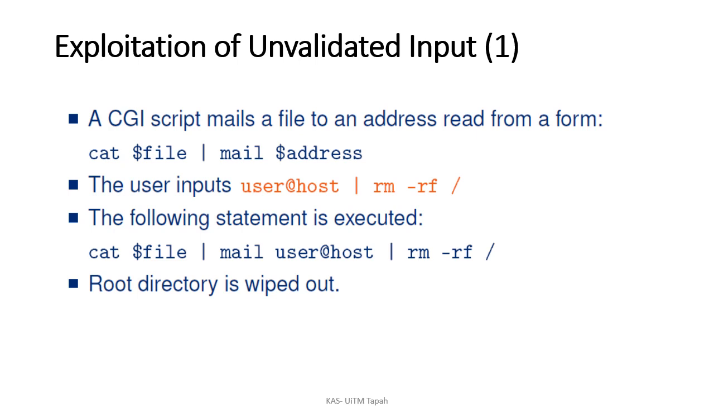Right, because pertamanya username, password, unvalidated input. So a CGI script mails a file to an address read from the form. User inputs, so contohnya macam ni lah. So ini cat file ni untuk view file. Dia using host, and the root directory will be wiped out. We use exploitation of unvalidated input. So this way, kalau you buat system, mesti ada input validation. Tak ada input validation, lagi senang.